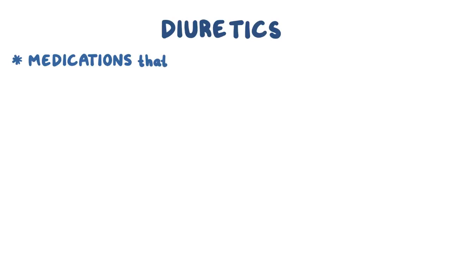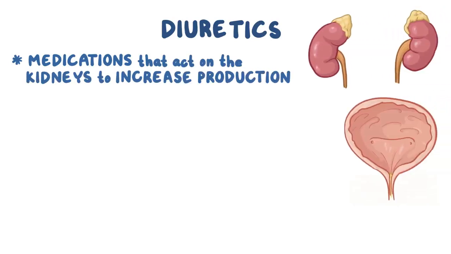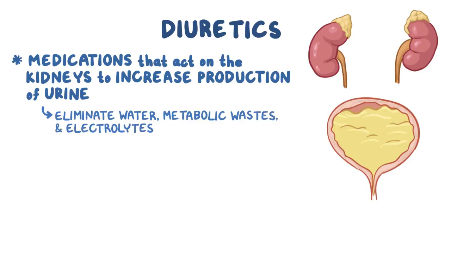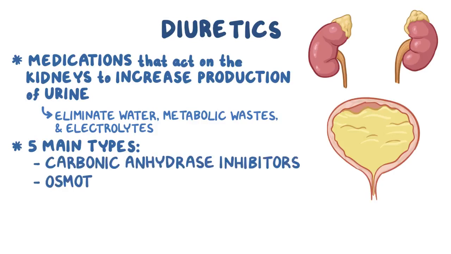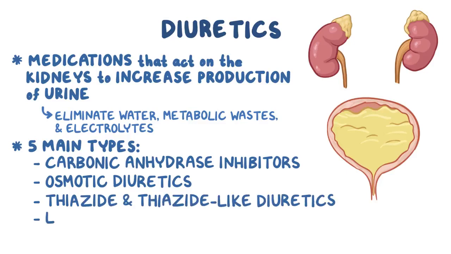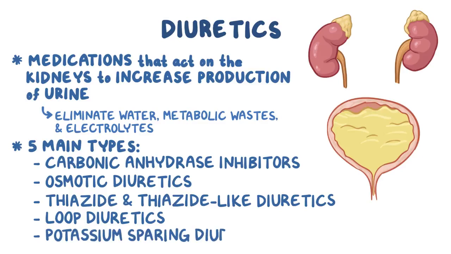Diuretics are medications that act on the kidneys to increase production of urine and to eliminate water, certain metabolic wastes, and electrolytes from the body. There are five main types of diuretics: carbonic anhydrase inhibitors, osmotic diuretics, thiazide and thiazide-like diuretics, loop diuretics, and last but not least, potassium-sparing diuretics, which is the only class of diuretic that retains potassium rather than wasting it.